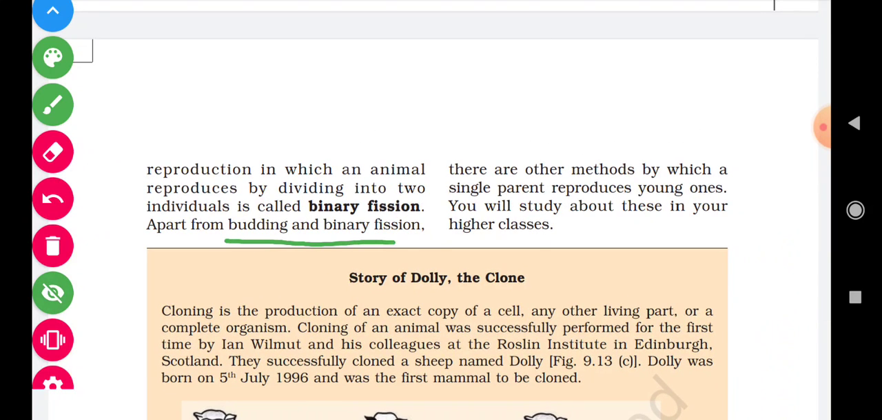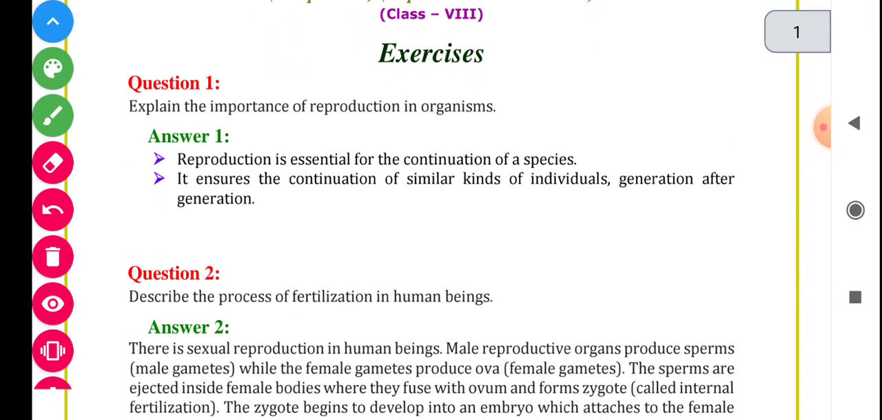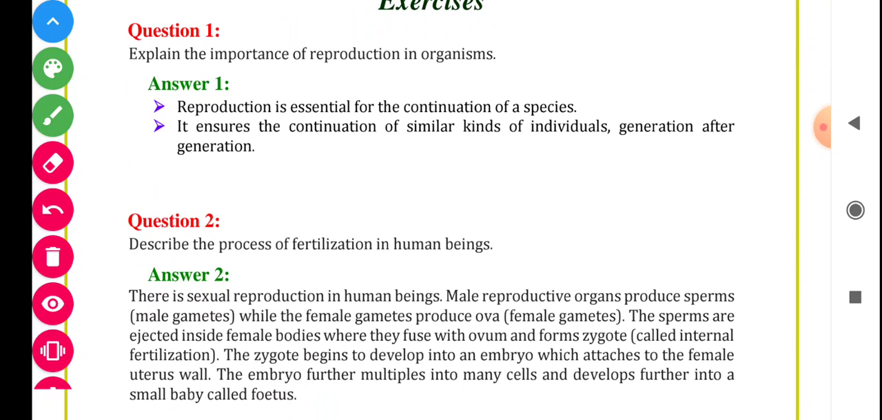Apart from budding and binary fission, there are other methods by which a single parent reproduces young ones. You will study about this in your higher classes. Apart from budding and binary fission, there are other methods in plants through which reproduction takes place. We will study it in another section or in higher classes. So students, your chapter Reproduction in Animals is over, and now we are focusing on the exercise portion in this lecture. Question number 1 is, explain the importance of reproduction in organisms.